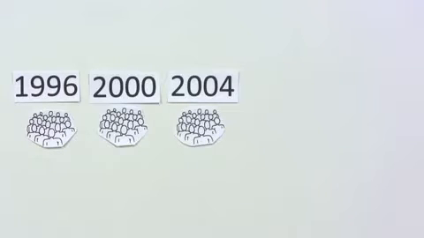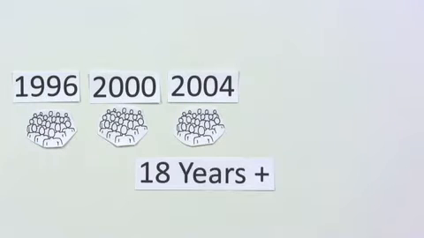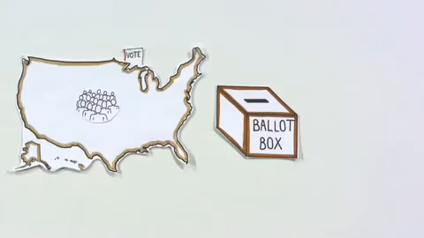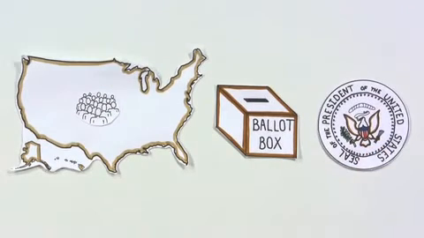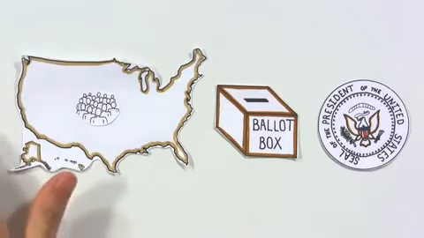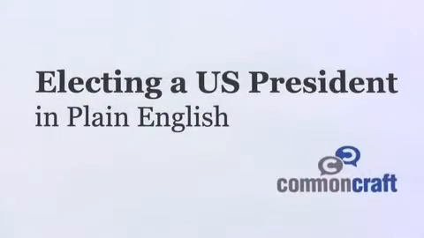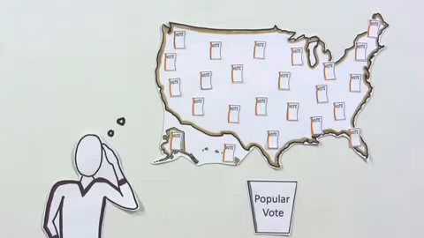Every 4 years, Americans who are 18 or older have a big responsibility. Our votes decide who becomes the President of the United States. Unfortunately, the U.S. election system isn't that simple. This is electing a U.S. president in plain English.